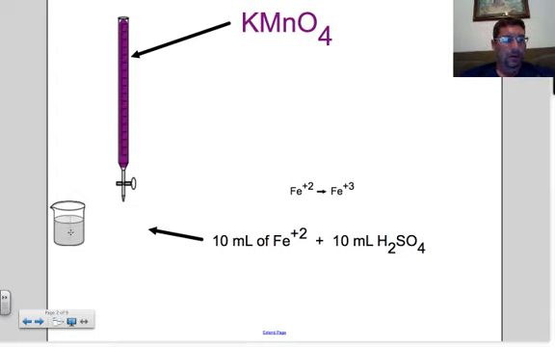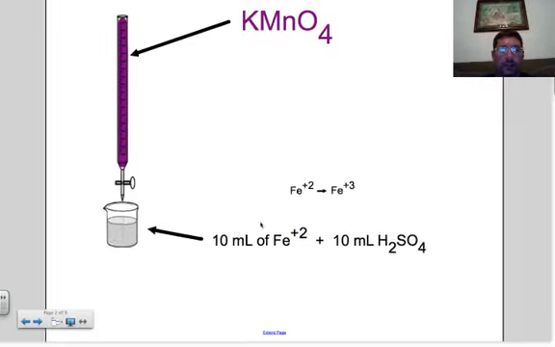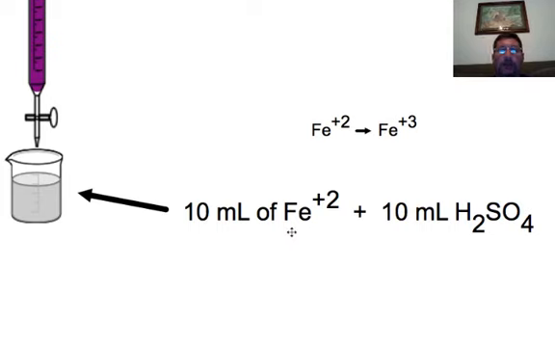Now, what we're going to do is take 10 milliliters of iron 2 solution, and we're going to acidify it by adding 10 milliliters of sulfuric acid. Okay, that's going to go right here. And what's going to happen is the iron 2 is going to be oxidized to iron 3. The only way that this can happen, number one, is by adding potassium permanganate to it.